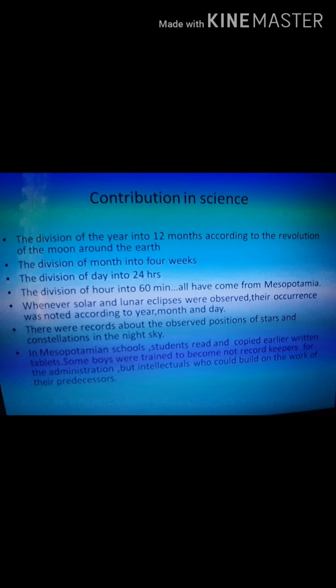Whenever solar and lunar eclipses were observed, their occurrence was noted according to the year, month, and day. There were records about the observed positions of stars and constellations in the night sky. In Mesopotamian schools, the students read and copied earlier tablets. Some boys were trained to become not only record keepers for the administration but also intellectuals who could build on the work of their predecessors.